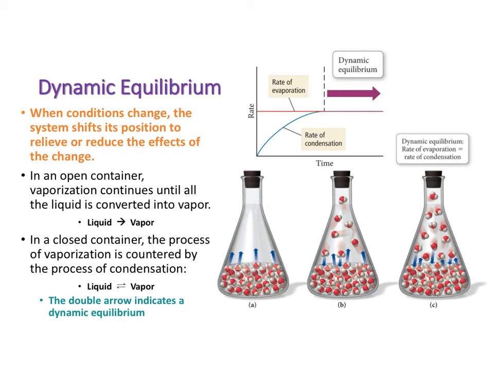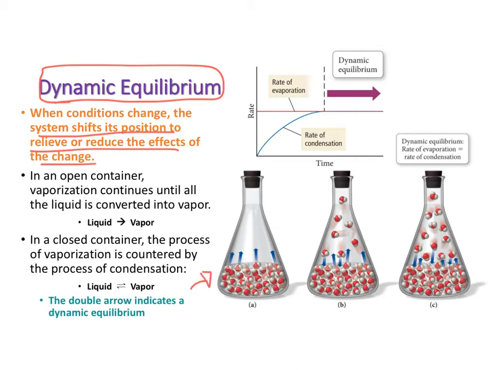Whenever something changes in a chemical environment, things don't just stay static. We're going to discuss this further when we get to this chapter, but there's something called dynamic equilibrium. Whenever things change in a chemical system, things will not stay static. They will shift in order to relieve or reduce the effects of the change. And this is exactly what happens whenever you have vaporization happening. For example, in a liquid, some of the molecules will start to evaporate and go into the gas phase above the liquid.